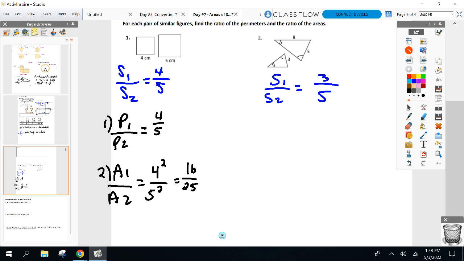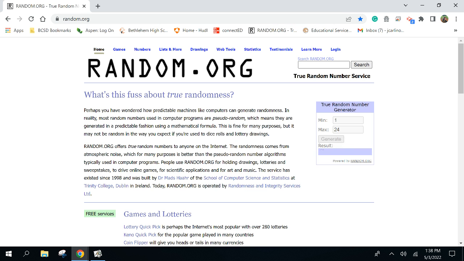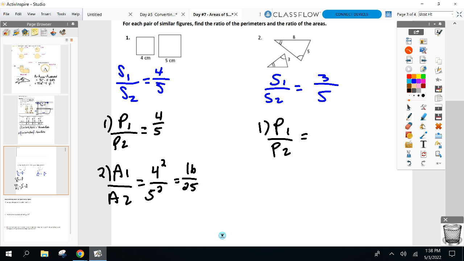Any issues on how we got 5 and not 8? I can show you a little quick trick, and we're good. All right, let's roll. Perimeter ratio. What's the ratio of the perimeters now? Come on, be big. 21. Also 3 over 5. They're always equal.